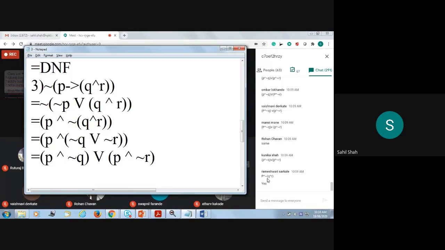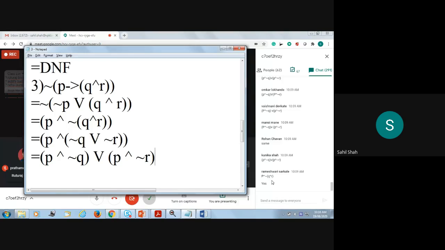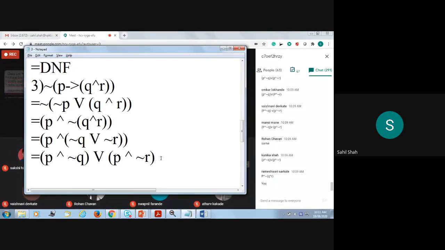It should be disjunction of fundamental conjunctions or literals. So if negation is present outside the bracket, it will not be a fundamental conjunction. Because of this negation, it becomes or. So you need to solve it like this. So this is my final DNF. Is it fine?